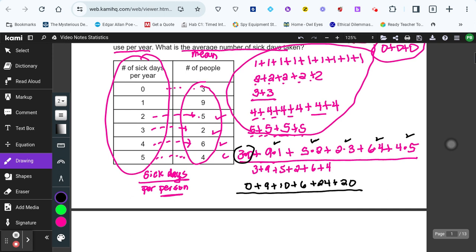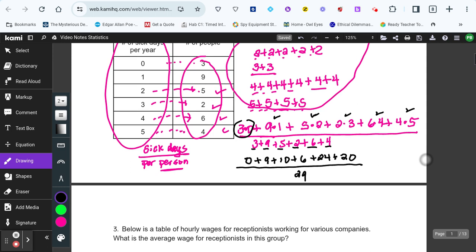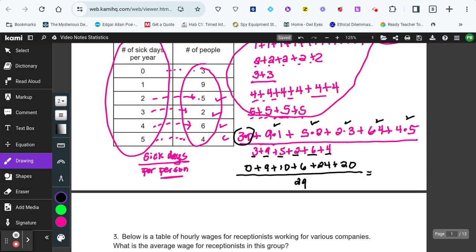So how many people do I have? 3 plus 9 is 12. 12 plus 5 is 17. 17 plus 2 is 19. 19 plus 6 is 25. And 25 plus 4 is 29. There's 29 employees there. Okay. So I'm going to keep going. Let's see what this average is.